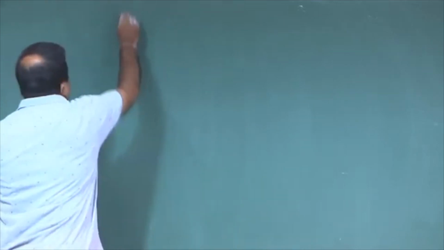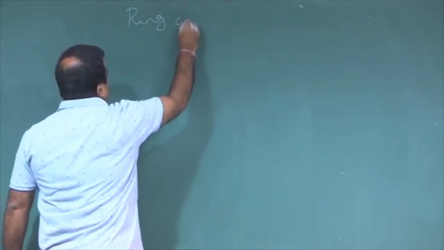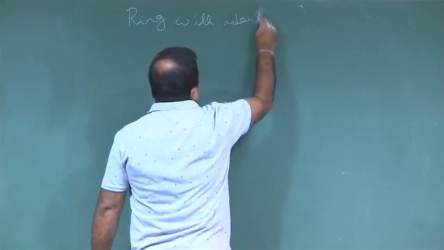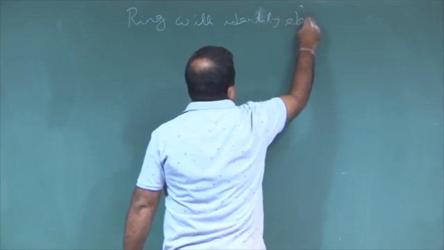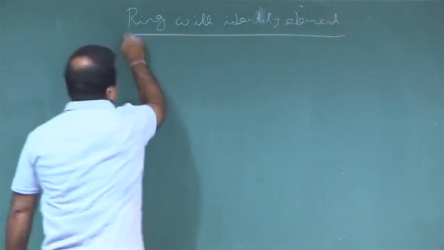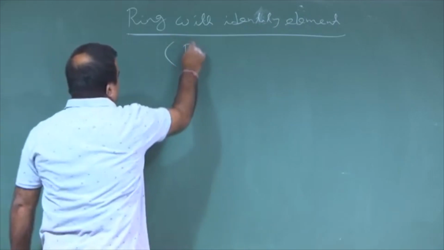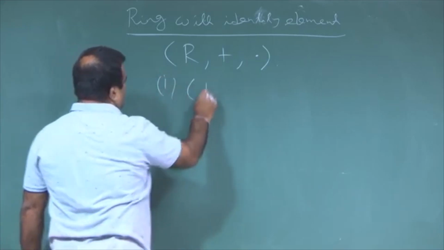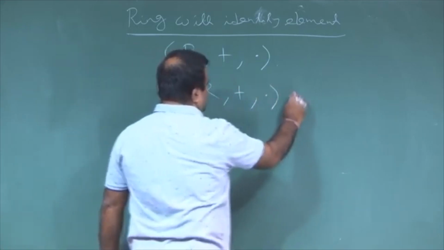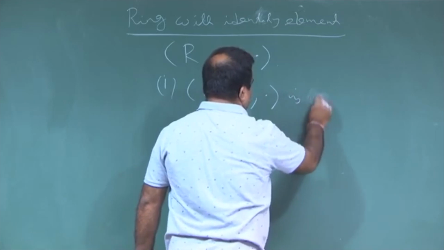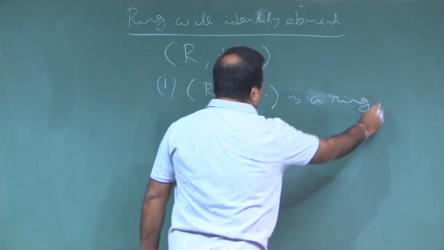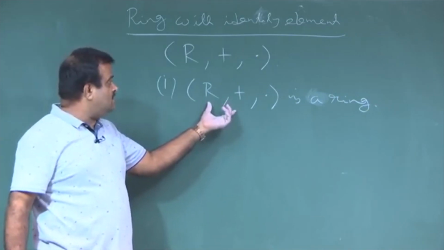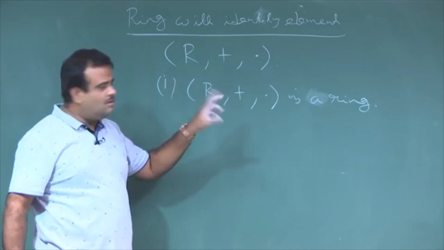So, we defined a ring with identity element. Okay. So, R plus this. Now, suppose it is a ring. Now, we know that if it is a ring, then R plus is a group. So, that means there is an identity element under this plus, that is 0.